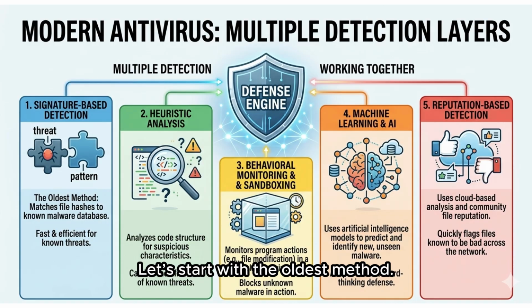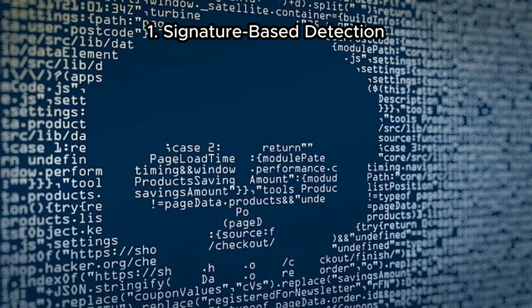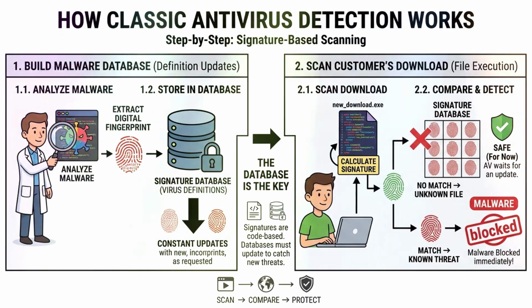Let's start with the oldest method. 1. Signature-based detection. This is the classic antivirus method. Every file has a digital fingerprint created from its code. Security researchers analyze malware and extract this fingerprint, which becomes a signature stored in a massive database of known threats. When you download or run a file, your antivirus calculates its signature and compares it against that database. If there's a match, the file is blocked immediately.